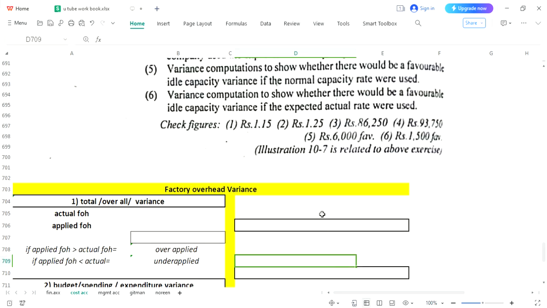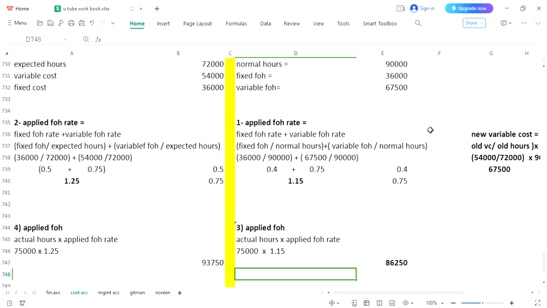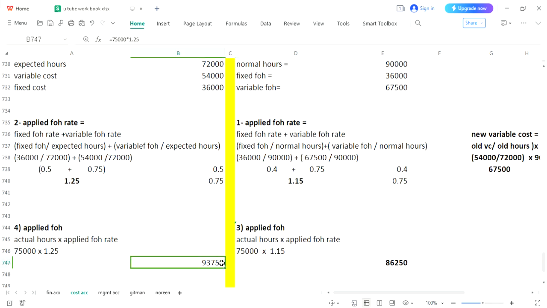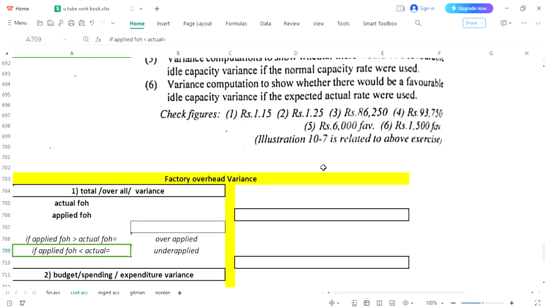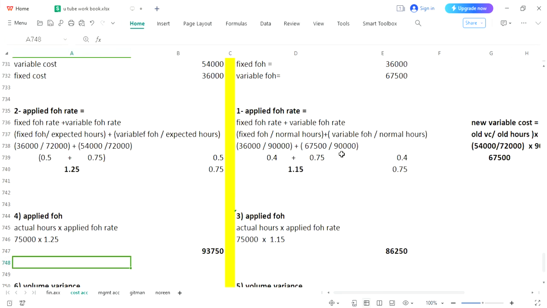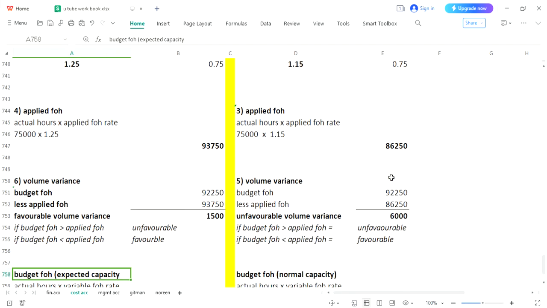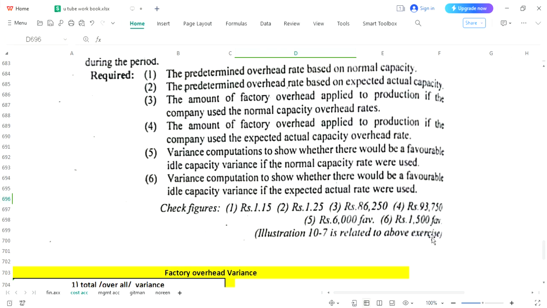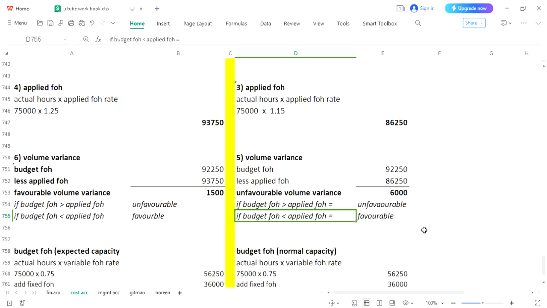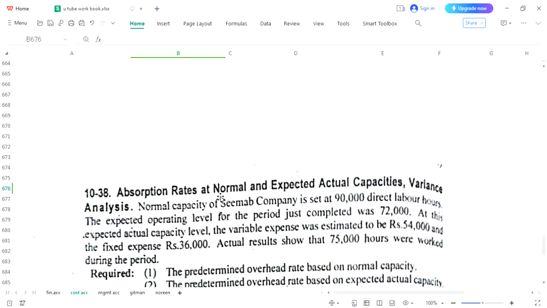Reviewing is very important so that we are satisfied that everything has been completed. Fourth answer 93750. Fifth answer 6000. So here is your fifth answer 6000, and sixth answer 1500. This is your sixth answer 1500. All six answers are matched. All six answers are verified.